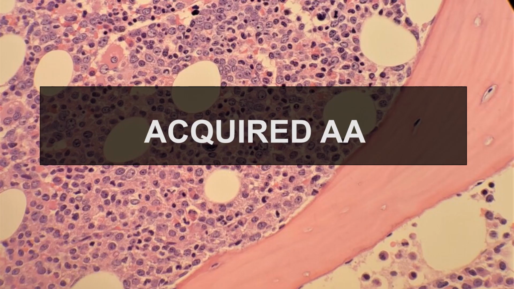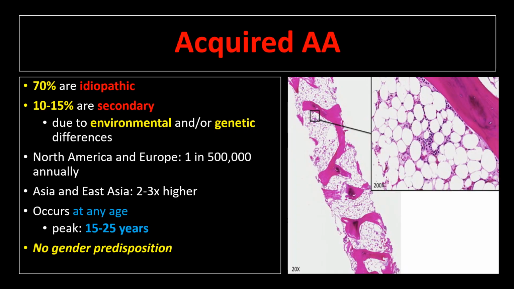So now let's proceed to the different types of aplastic anemia, in which, as I've mentioned a while ago, we have the acquired type of aplastic anemia and the inherited type of aplastic anemia. So let's first discuss the acquired type of aplastic anemia. Acquired aplastic anemia can be categorized as either idiopathic or secondary acquired aplastic anemia.